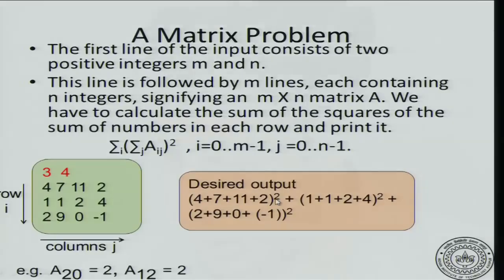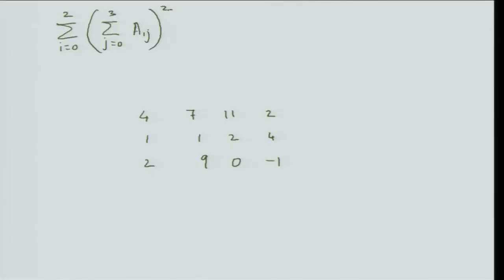So how do we do this by hand? Let us just look at the calculation. So we have 4, 7, 11, 2, 1, 1, 2, 4, and 2, 9, 0, minus 1. Notice that the formula that we have to calculate is i going from 0 to 2, j going from 0 to 3, a_ij squared. So how do we do this?